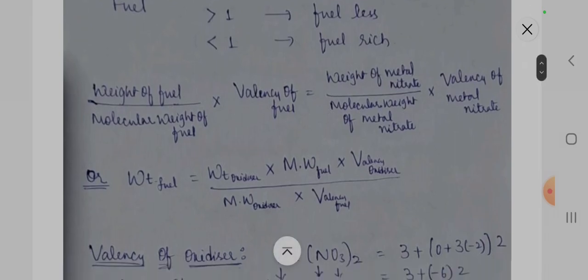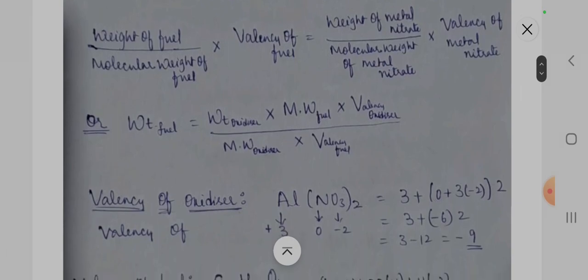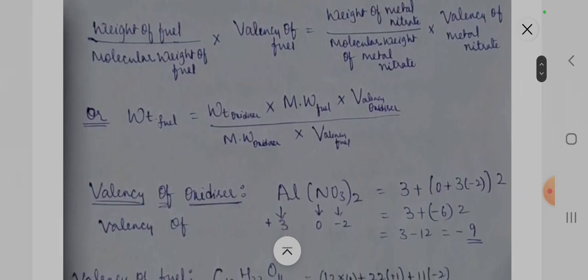So now, the valency of the oxidizer, aluminum nitrate, we are going to calculate here. In this video, the valency of aluminum is +3, the valency of nitrogen is taken as 0, oxygen is -2, and the whole thing is multiplied by 2. So 3 plus 0 plus 3 into -2, into 2. So the total we get for the valency of the oxidizer is -9. We don't use this -9 directly; we neglect the minus sign and use the valency of the oxidizer as 9.